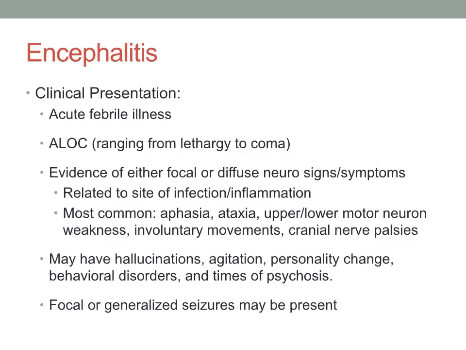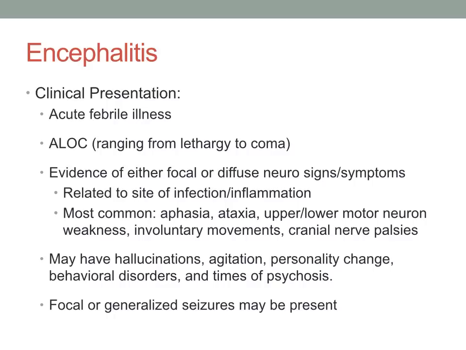Clinical presentation: acute febrile illness. What a shock! Altered mental status, that's going to be a pretty big one there. They can go from any type of lethargy all the way up to full-blown coma, because remember, it's involving the brain parenchyma itself. Now, evidence of either focal or diffuse neurosymptoms could be related to the specific site of the inflammation or infection. So if you have occipital involvement, you may have some visual problems. If you have cerebellar issues, you may have some gait problems.